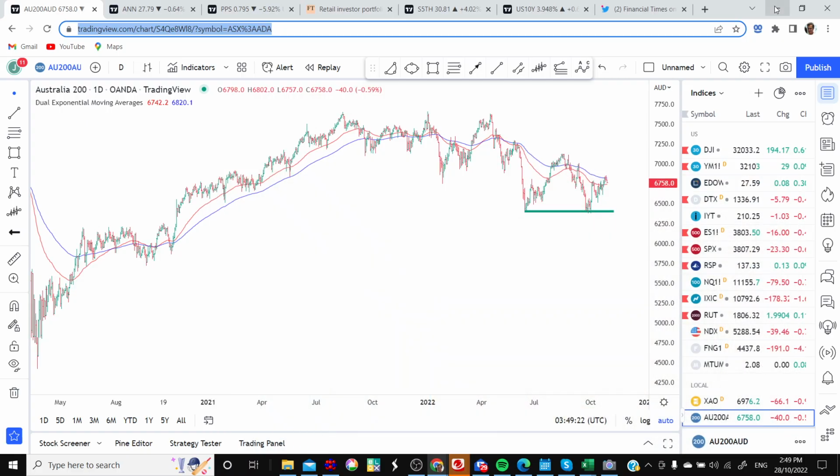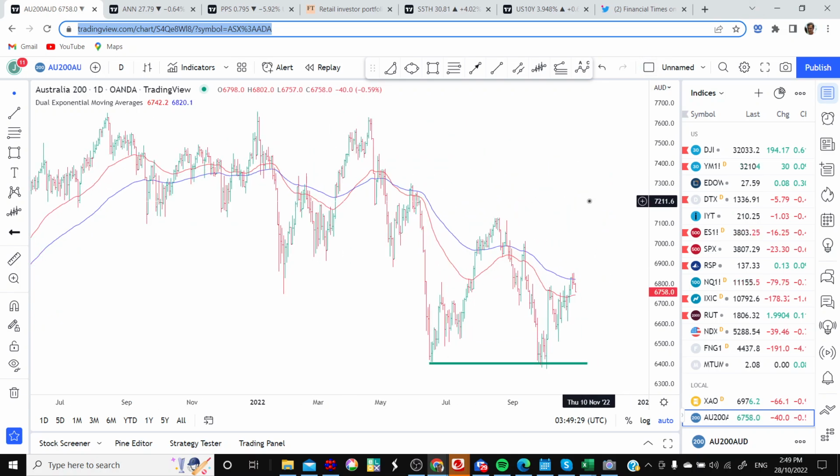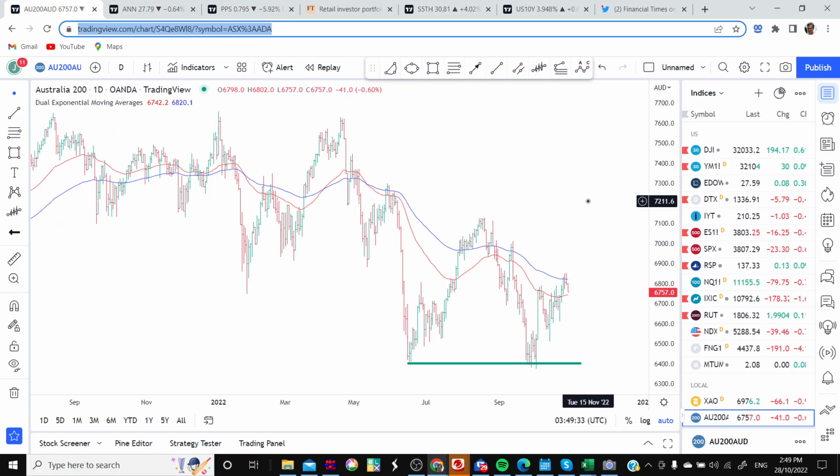So we've got the ASX 200 up on the screen, and it's been a mildly positive week. But overall, I think the local market remains pretty much in a neutral zone. On the downside, we've got this double bottom support coming in at around 6,400. On the top side, the ASX 200 is currently testing a couple of resistance points.